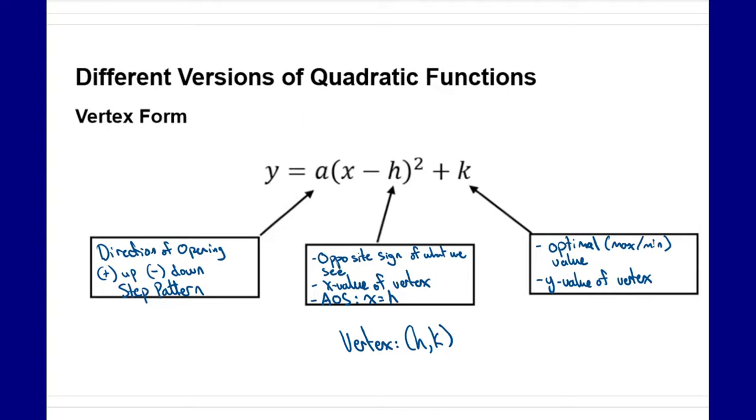Each version of the quadratic function gives us different pieces of information. They're all useful depending on what we want to see, or what we're trying to find. Throughout the course, we will learn how to convert between all three. For right now, we're just looking at each of them individually. In this lesson in particular, we're focusing on recognizing that there are three different kinds, and each kind gives us a different piece of information.